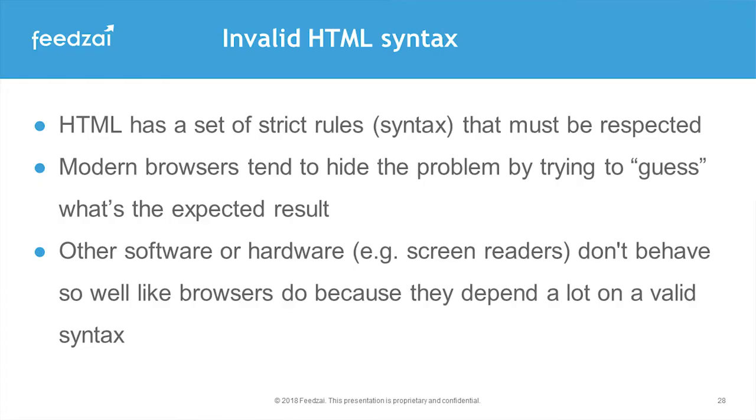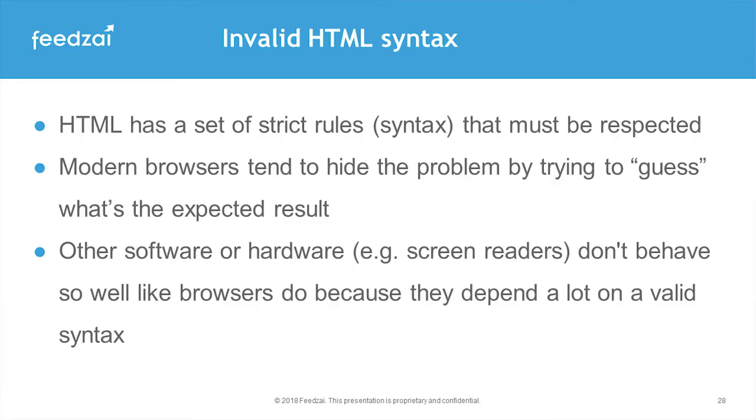Okay, as many of you know, HTML also has a syntax, and we can produce HTML documents with an invalid syntax. However, most languages have a compiler that tells you where the errors are if you make some mistake. But in the HTML case, if you open the file, the browser won't tell you anything. Most browsers tend to hide the problems by trying to fix them. So, for example, if you forget to close a tag, the browser will add that closing tag for you. So, no problem. But the problem arises when you use other devices or software other than the browser. Those kinds of devices, like screen readers, depend a lot on valid HTML syntax.